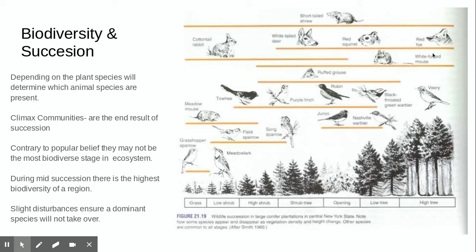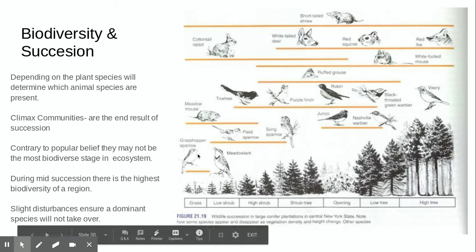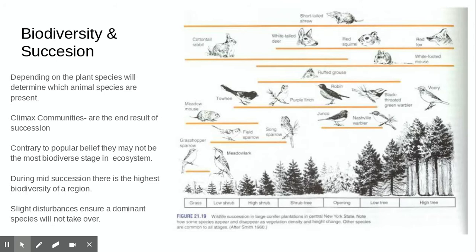Notice that the red fox and this bird called the veery are going to have to live in almost like a climax community, a well-established forest. But something like a cottontail rabbit, a meadow mouse, or a grasshopper sparrow is going to live in areas that are like grasses, which have maybe pioneer species or species that inhabit areas earlier.